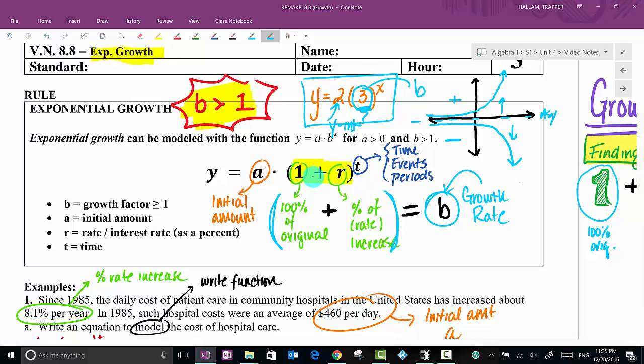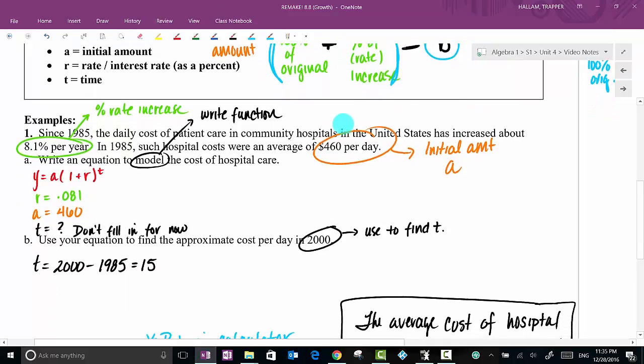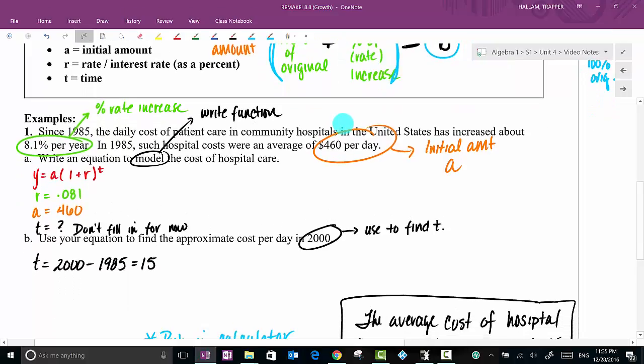Okay, Mr. Hallam, what does that look like? Well, let's do a quick, not very exciting example, but a kind of neat one. All right, so we've got an example here about some hospitals. It says, since 1985, the daily cost of patient care in community hospitals in the United States has increased. It's telling you that it's most likely a growth, right? About 8.1% per year. As soon as you see an increase and it's not some kind of constant rate of change, you know that you're dealing with an exponential function, okay? And that's what we're getting from that. So it goes on to say, and that's our rate increase.